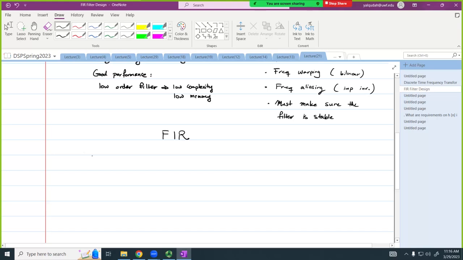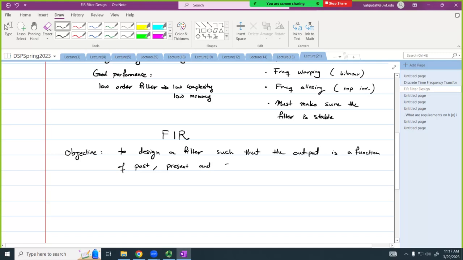Okay, so with that, we are ready to introduce our next filter, which is the FIR filter. And our objective here is to design a filter such that the output is a function of past, present, and future inputs.